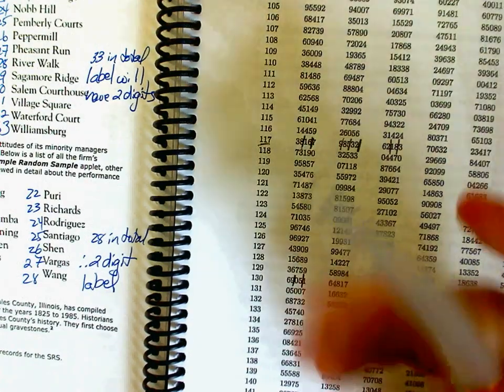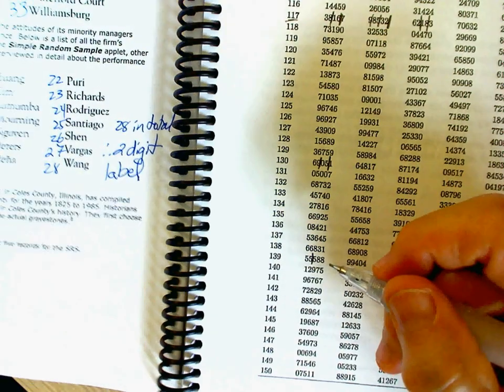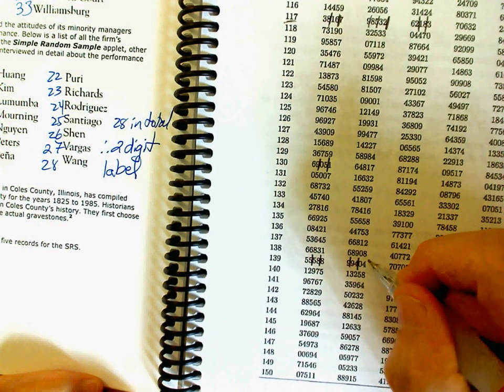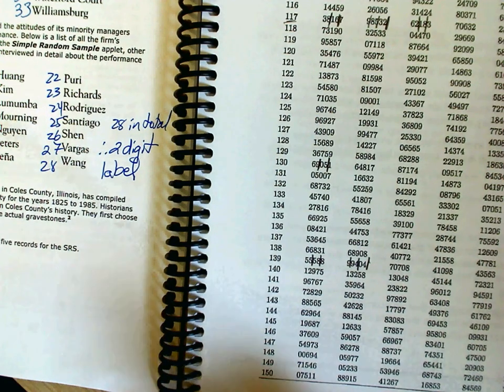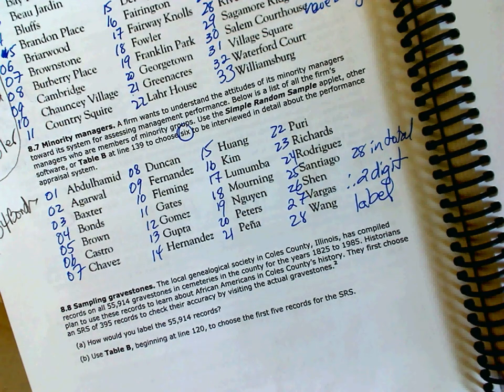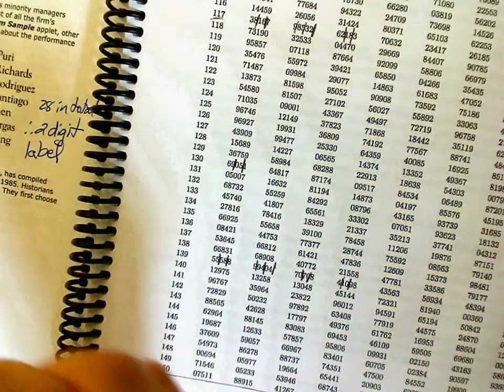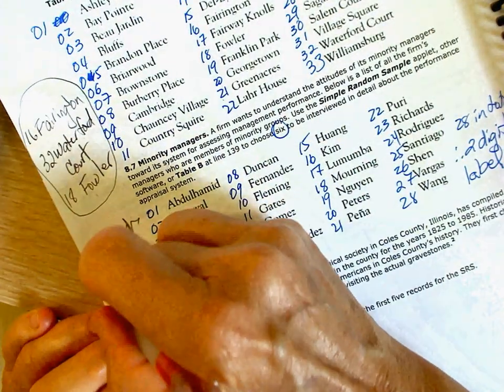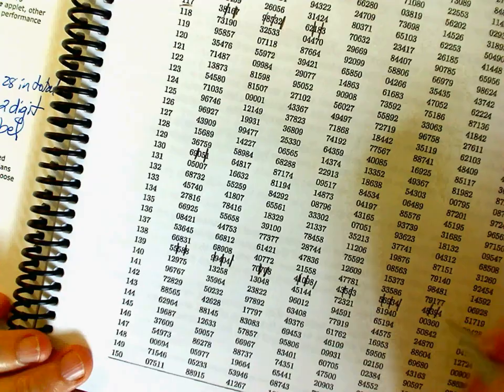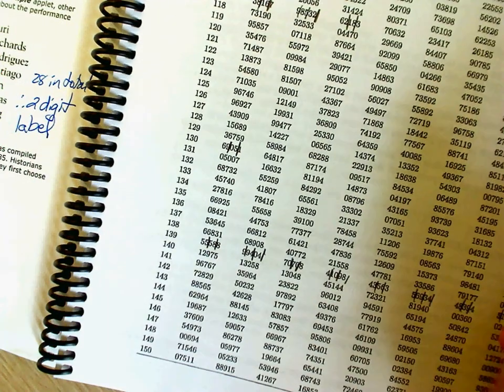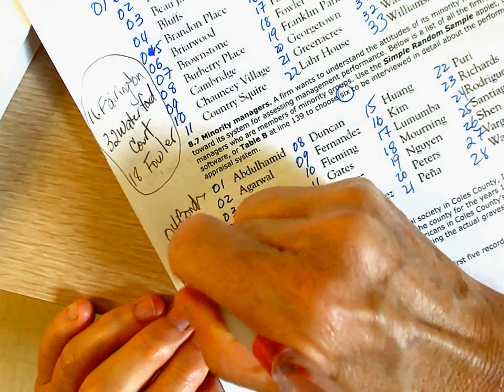139. 55's too big. 58's too big, 89's too big. Oh, 04 is our first one. 04 is Bonds. 70, 84. Next one is 10, Fleming. 98, 43, 56, 35, 69, 34, 48, 39. Oh, 17. 17 is Lumumba. Next one's 19. 19 is Nguyen.